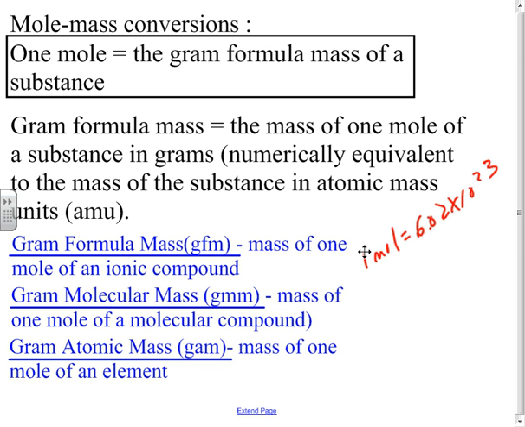A little bit more terminology. The gram formula mass of an ionic compound is called the gram formula mass, the GFM, because the formula unit is the representative particle of an ionic compound. The gram molecular mass is called the GMM because the molecule is the representative particle of a molecular compound. And the gram atomic mass is called the GAM because the atom is the representative particle of an element. So just as there are 3 different types of representative particles, there are 3 different labels for the different kinds of molar masses.